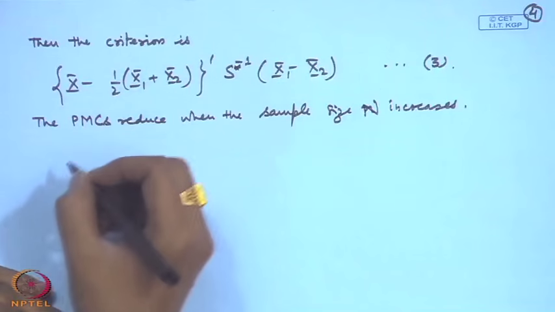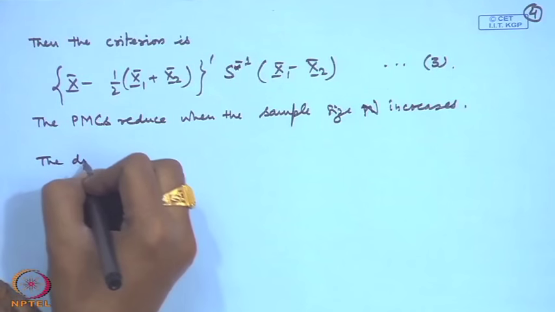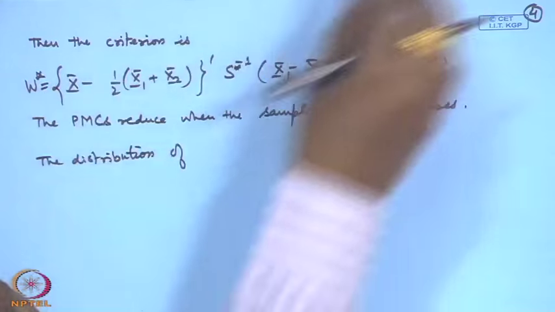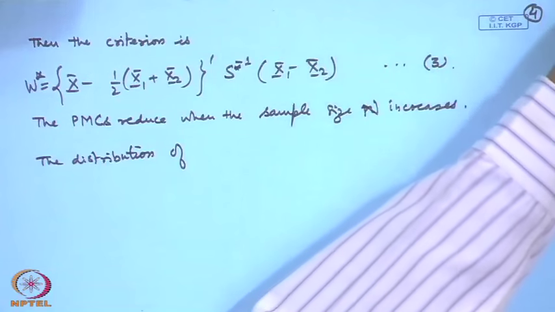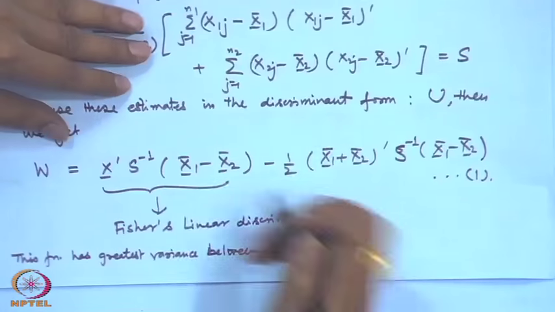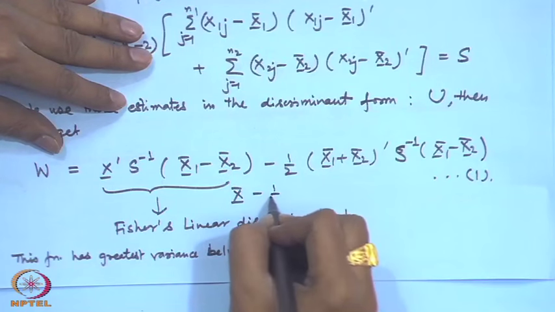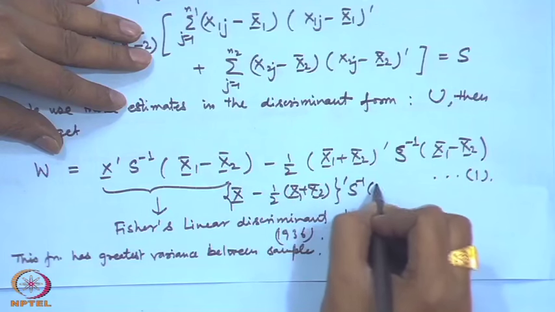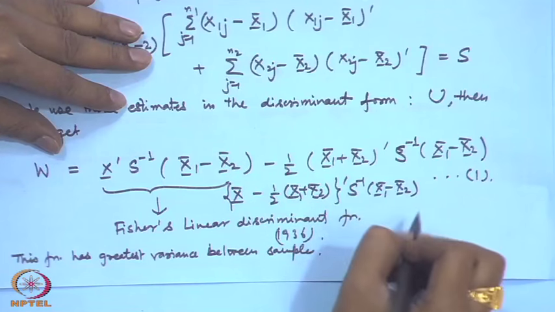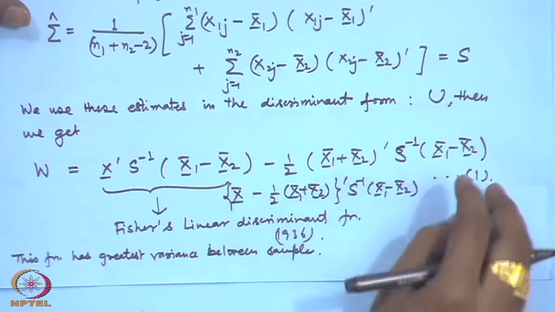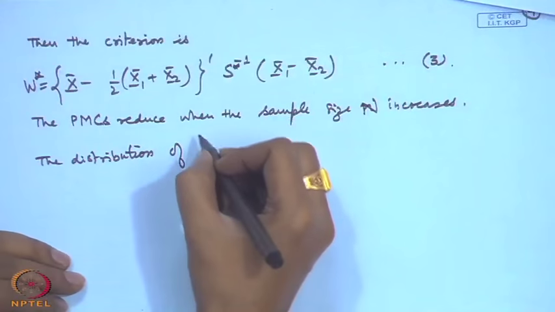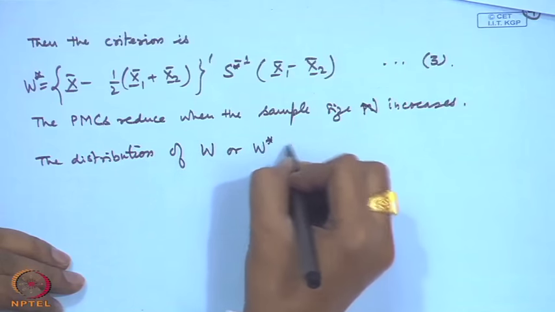The distribution of the criterion, that is this term. So basically this is W here, and let me call the other W star. So we have actually either W or W star here, that is this term, which I can write again as x bar minus half (x1 bar plus x2 bar) transpose S inverse (x1 bar minus x2 bar). Okay. So the distribution of W or W star is really complicated.